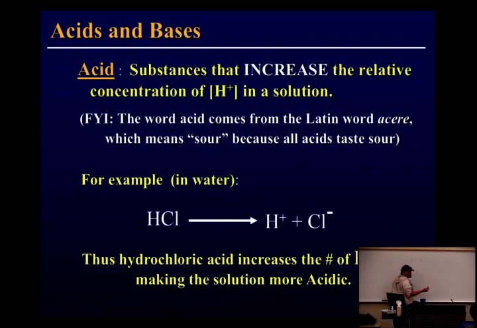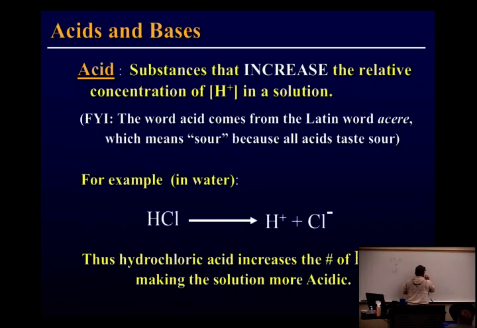Which one's the anion? Right. So yes, that's right. This is the cation. That's the anion. Good. So when I add this into water, I'm directly increasing the number of H pluses. So what happens to the pH number? It goes down because it's increasing the negative exponent, right?